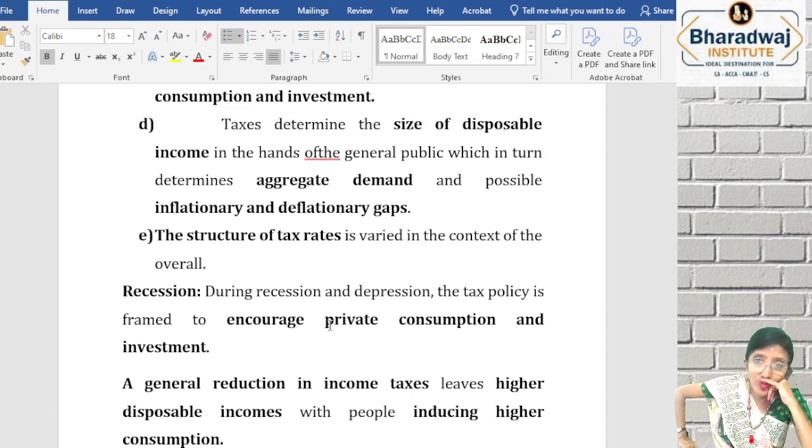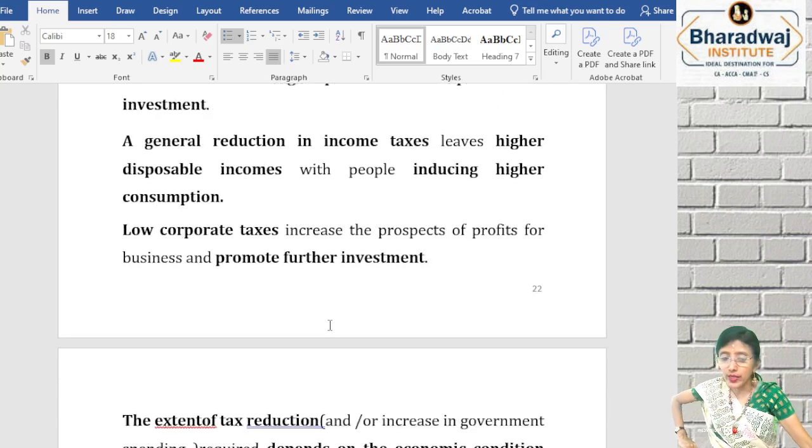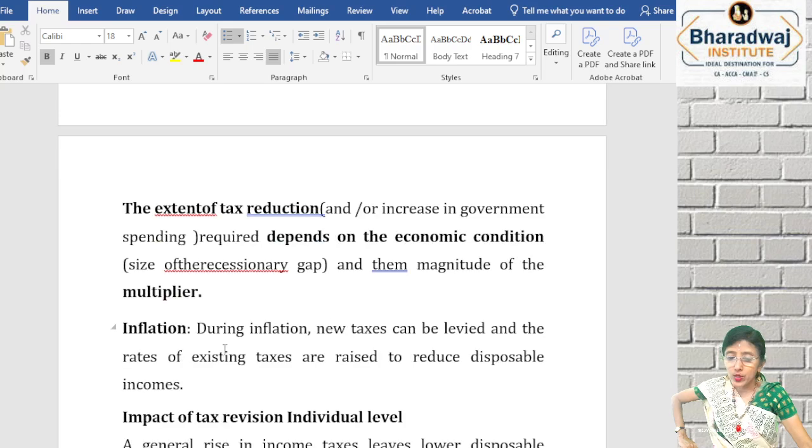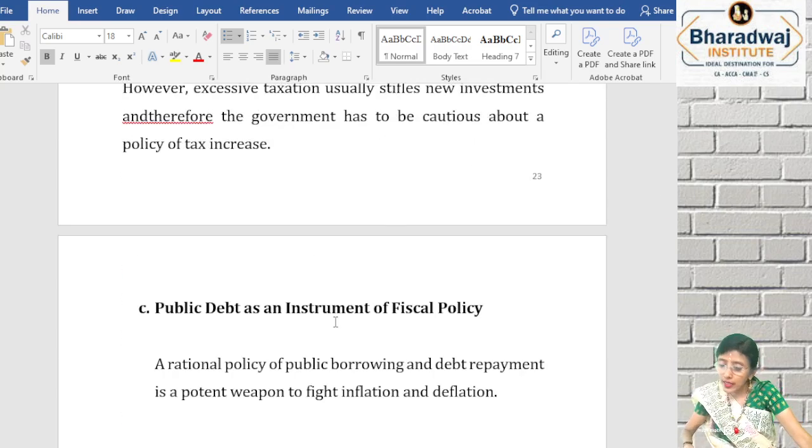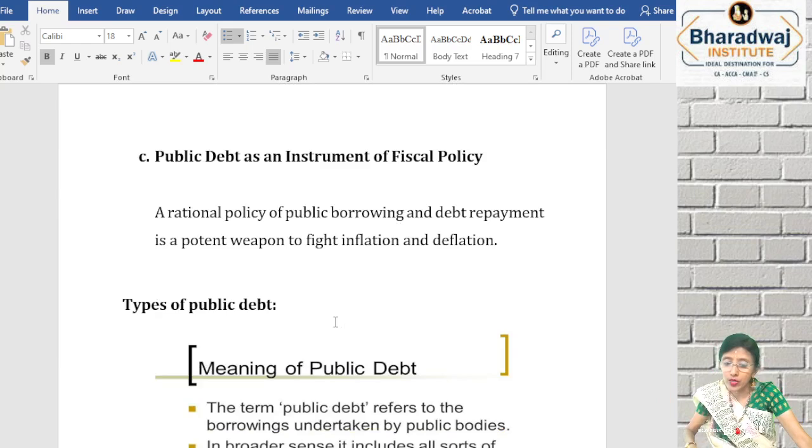Brought down. Why? Because we want to revive the economy. Okay, please be very clear on this point. I thought you know that point clearly. So please, during inflation, more new taxes will also be levied. Not only existing taxes, new taxes will also be levied, because we want to curtail the buoyant economy. So remember that part, let it be personal income tax or corporate tax.